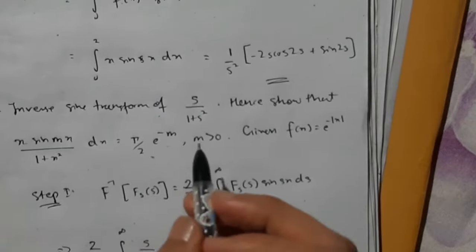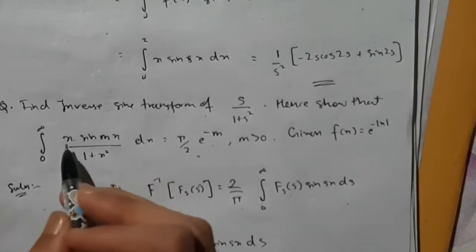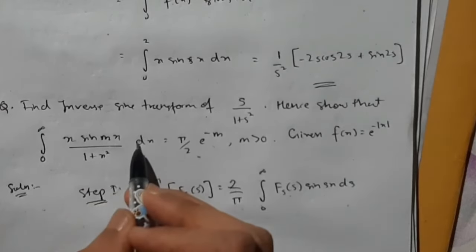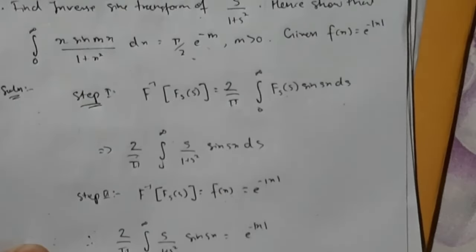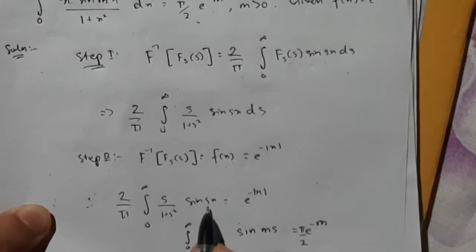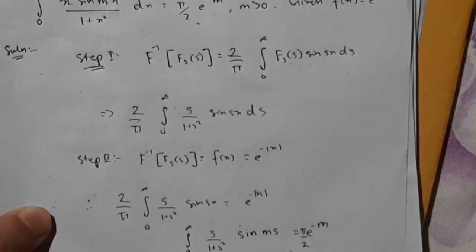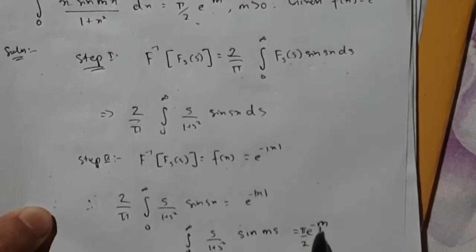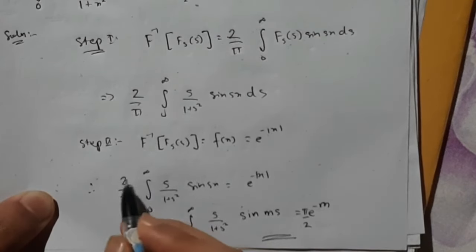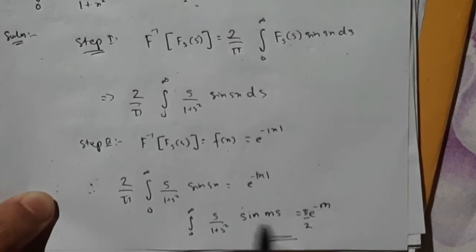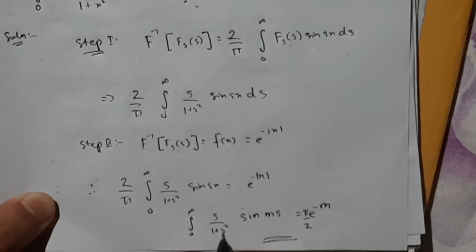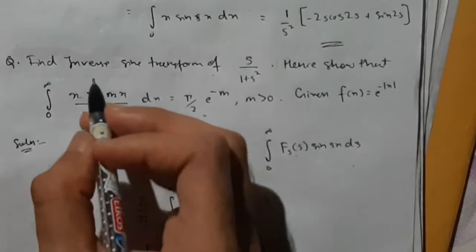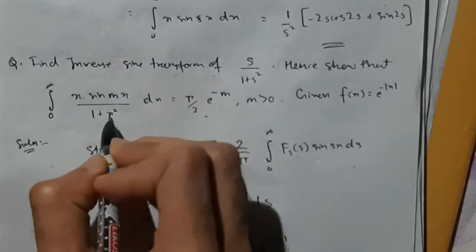Now what we need to evaluate here, see, 0 to infinity x sine mx by 1 plus x square dx. Here we have sx, everything is in terms of s, so instead of x we'll take m. So here it will be s by 1 plus s square sine ms and e power minus mod m. Instead of x we took m, and this 2 by pi will transfer here, it will be pi by 2. Now see, in this term it is s by 1 plus s square and sine ms. In here it is x sine mx by 1 plus x square dx.